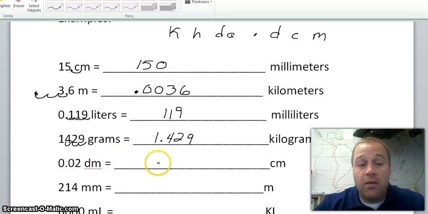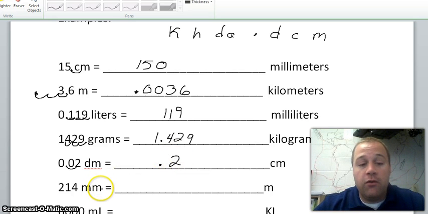To get from decimeters to centimeters, again, they both have meters, so we can kind of ignore that. We're just going from D to C. So from D to C up here is 1 to the right. So we'll move our decimal point 1 to the right. And so that means it's 0.2.